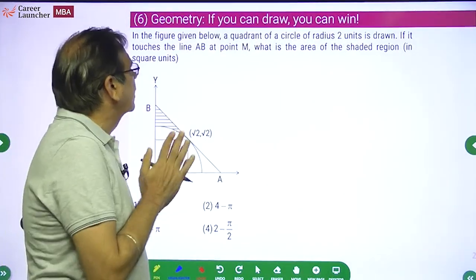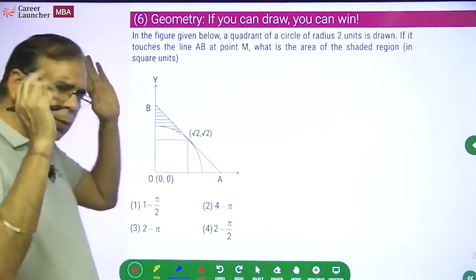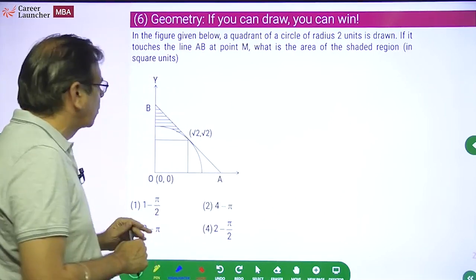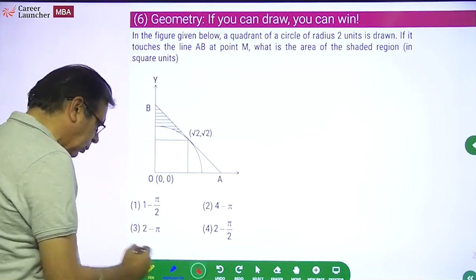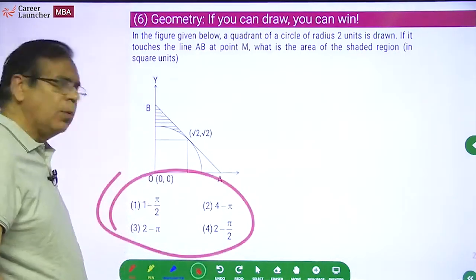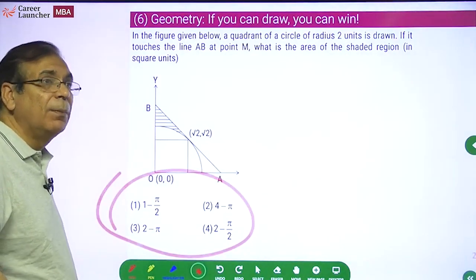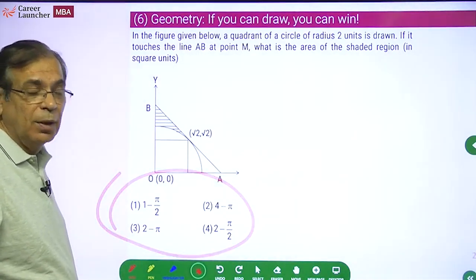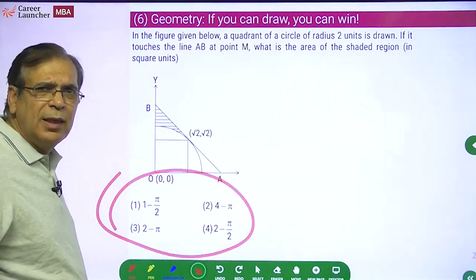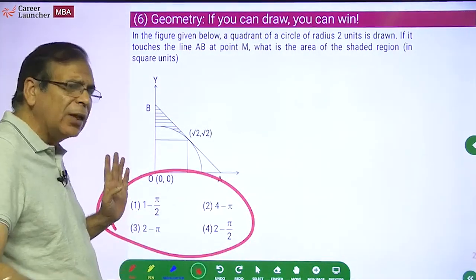Okay, now let's look at the next question of geometry. If you can draw, you will be able to get the answer. And look at this particular question. It has got something very, very interesting. Look at these stupid choices. Okay. What is interesting about the choices? They have numbers and symbols. What is the symbol? Pi. What is pi? 3.14. I can't make head or tail of these choices.